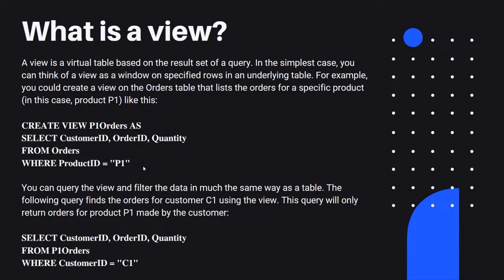Suppose I have a huge orders database, and from that I have to work over the product ID. So I'll make a virtual table of the product ID and search for P1. It will create a view of that P1, and then display the customer ID, order ID, and quantity in accordance with the P1 product ID. Okay, so this is about the view.